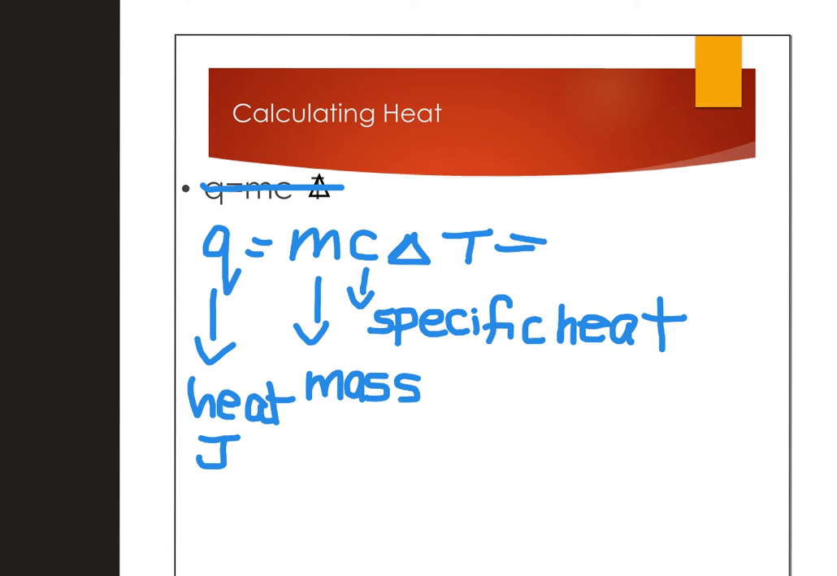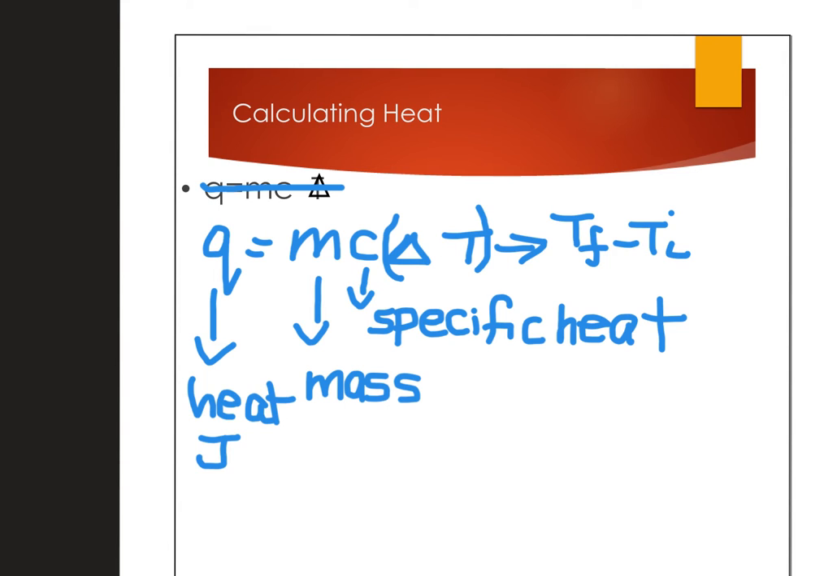And T, delta T, I should say, let me put this in parentheses here. Delta T is change in temperature. So this is T final minus T initial.